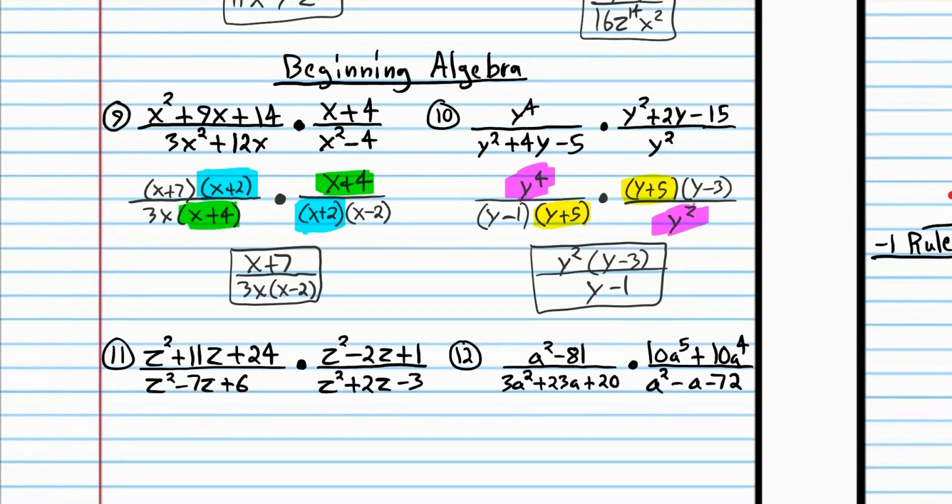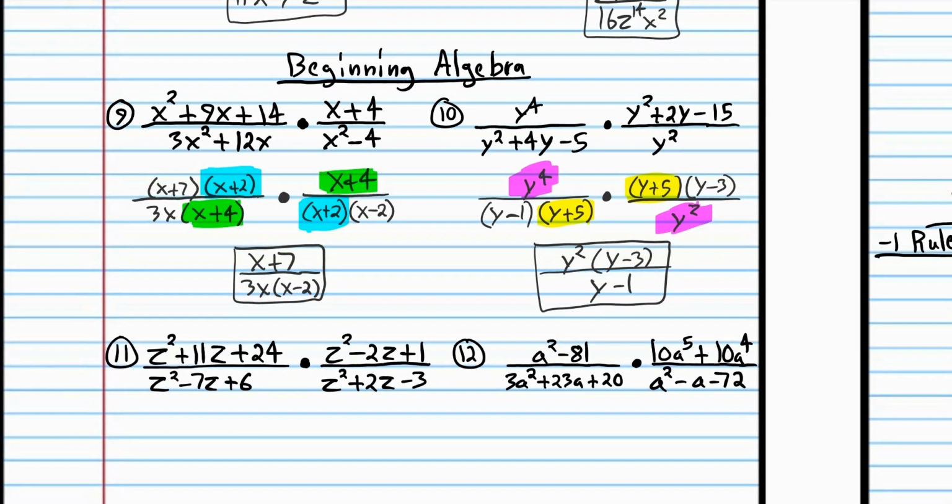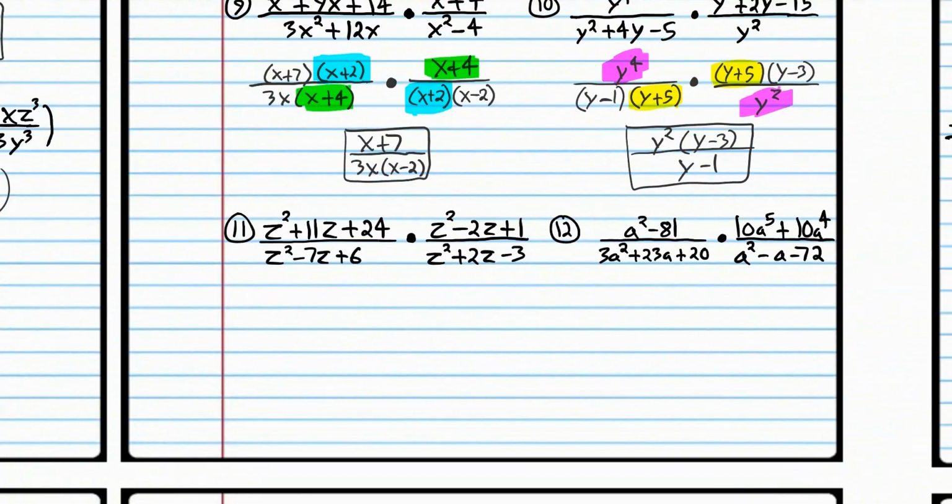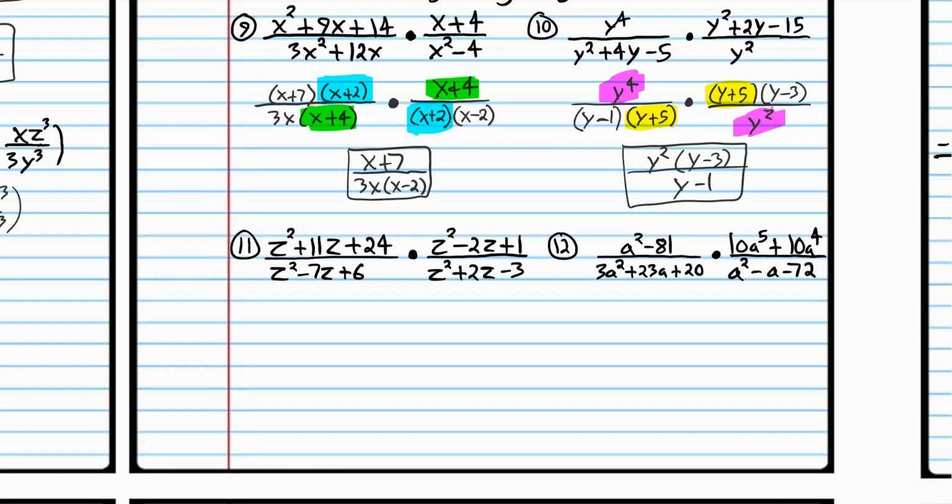So same type of thing. All right, so it's time for you to try. Go ahead and try number 11. You're just going to factor all those quadratic expressions and then cancel out what's on the top and the bottom and write your final answer when you multiply across. So try number 11, and when you're done, we'll do it together.